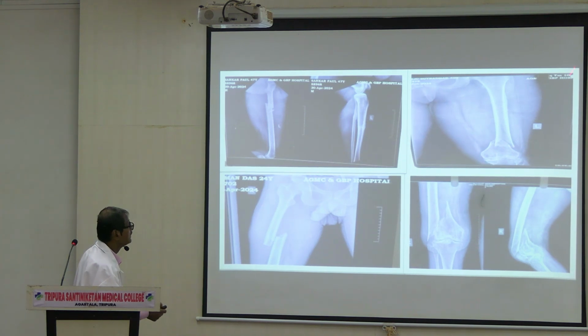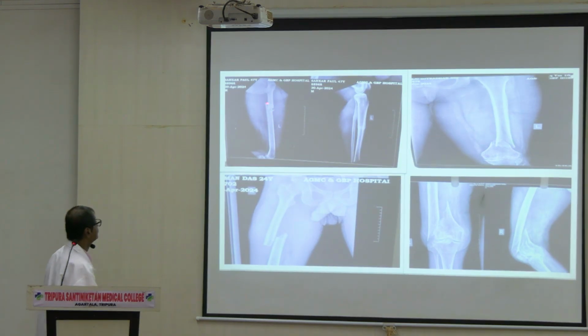These are supracondylar fractures of the femur, which is a complication of this, and these two are ipsilateral femur and tibia fractures. Ipsilateral means same side, contralateral means opposite side. Thank you.